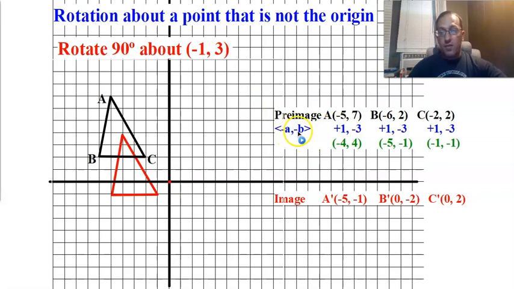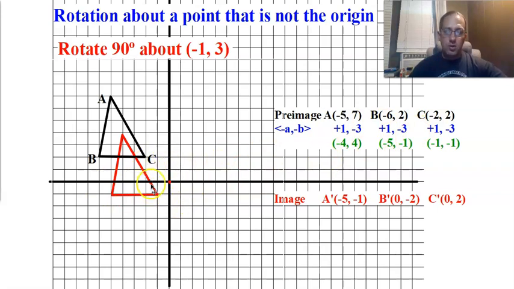So that's what we're going to do. We're going to add the vector (-a, -b). So the negative of -1 is +1. The negative of +3 is -3. So we're just going to add (1, -3) to each of these points, and that puts us right here. So we see we're at (-4, 4), (-5, 1), and (-1, -1), or (-5, -1). All right? So that's what happens first.